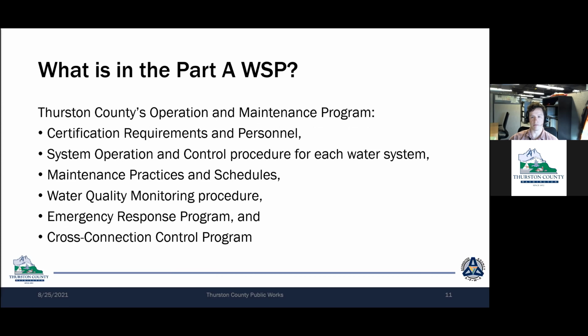The Part A water system plan also describes the county operation and maintenance program. This program ensures that the water utility is operated safely and efficiently. Qualified personnel, per Department of Health standards, operate and maintain the county's water utilities. Maintenance of all systems, controls, and components follow routine and periodic schedules, as is applicable to those systems and components. Water quality monitoring ensures that water is safe for customers to consume and that any water quality issues are identified and addressed ahead of distribution.